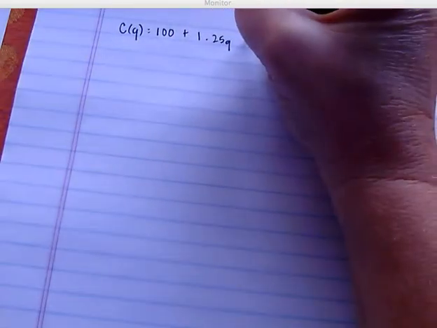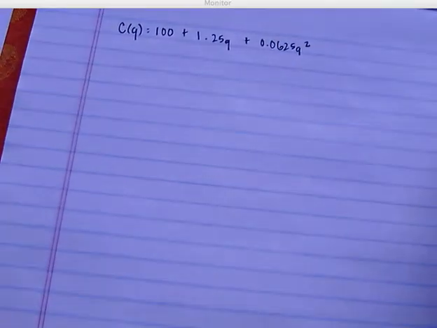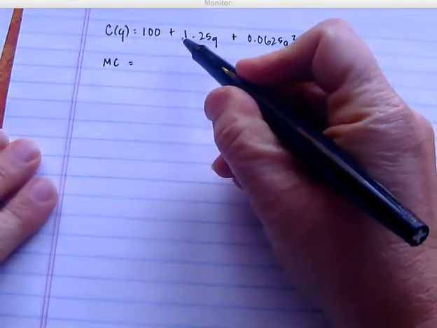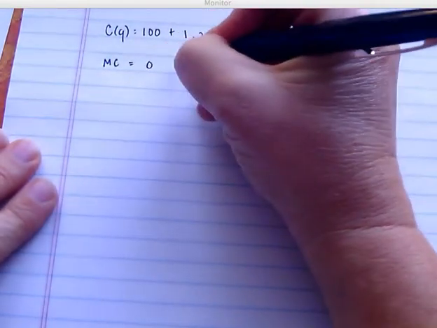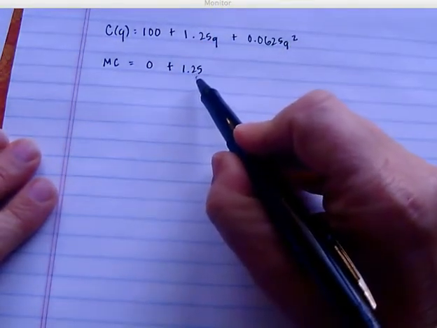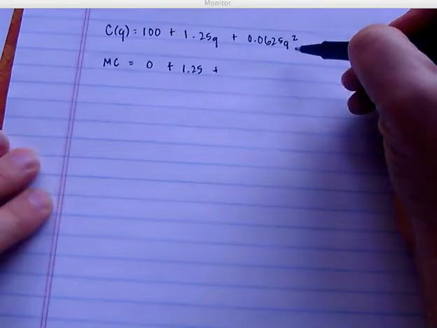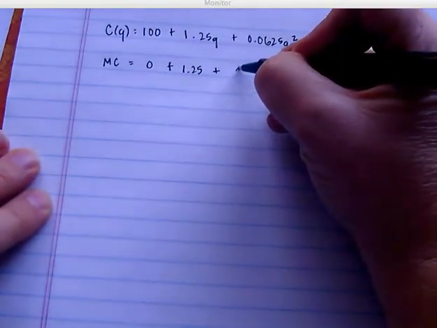So the total cost curve is 100 plus 1.25Q plus 0.0625Q squared. We take the derivative of this with respect to Q to get the marginal cost. Marginal cost equals, remember, with this first constant term, the derivative is 0. With this linear term, the derivative is just whatever that constant is in front of the Q term. And then when we have a squared term, we bring the power down, so that's 2.